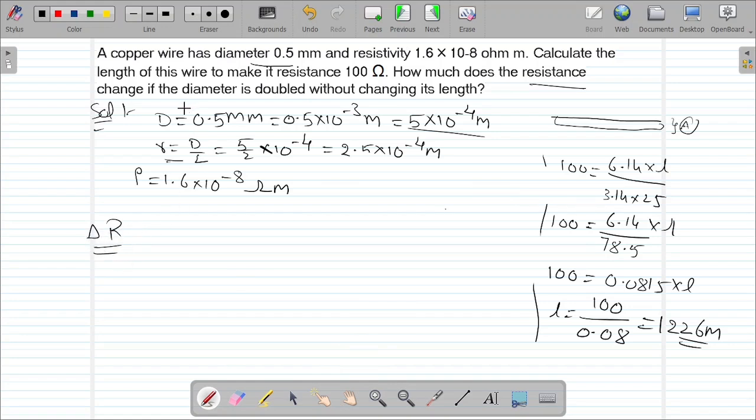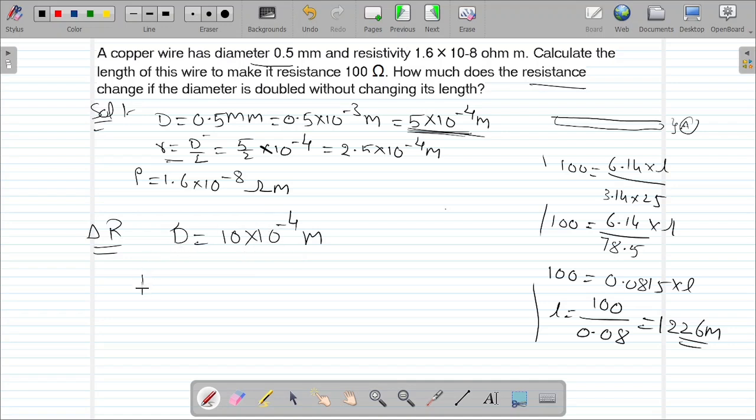Does the resistance change if the diameter is being doubled? What is the initial diameter? 5 into 10 power minus 4 meters. Now what is the final diameter? Doubled. Doubled only, no? Doubled means 5 will become 10. 10 into 10 power minus 4 meters. Okay, got it? So 0.5 into 2, so it's nothing but 1 mm. 1 mm means 10 into 10 power minus 4 meters. So this is the diameter.